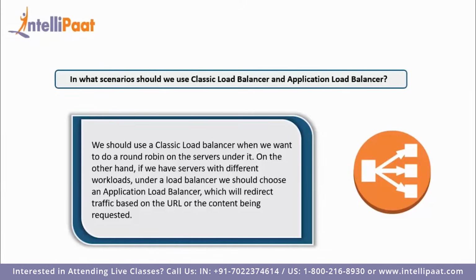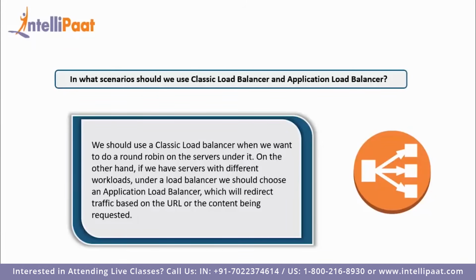Whatever data comes to a classic load balancer will be distributed equally among the machines which have been registered to it. On the other hand, application load balancer is a new age load balancer which basically deals with identifying the workload which is coming to it, right? It can identify the workload based on two things. It can either identify it based on the path.